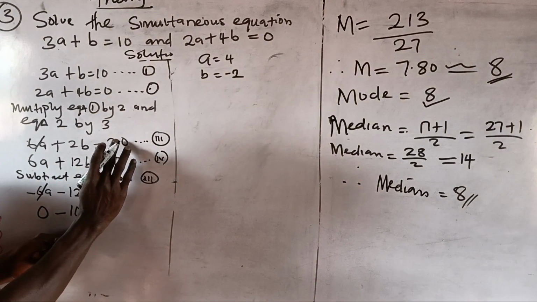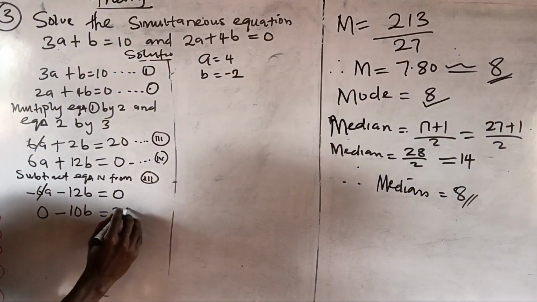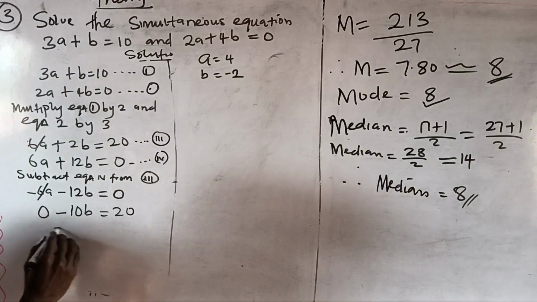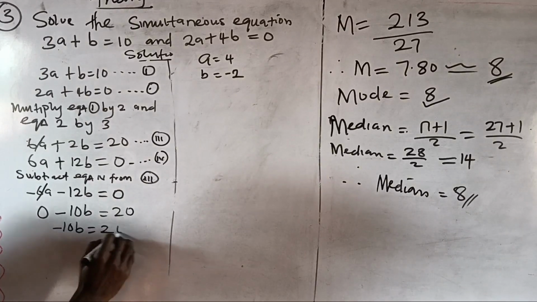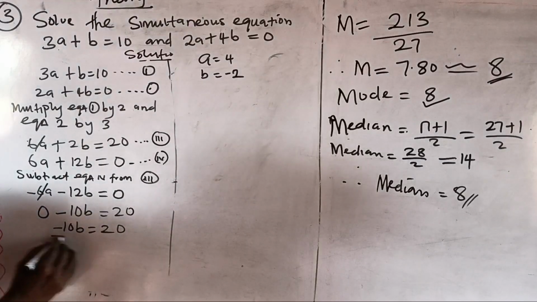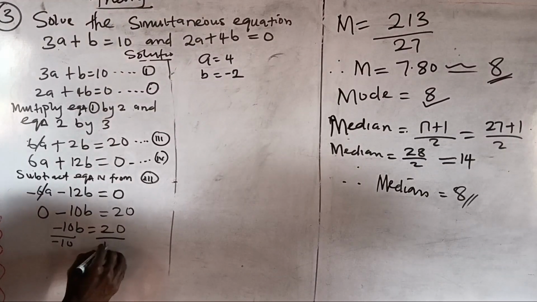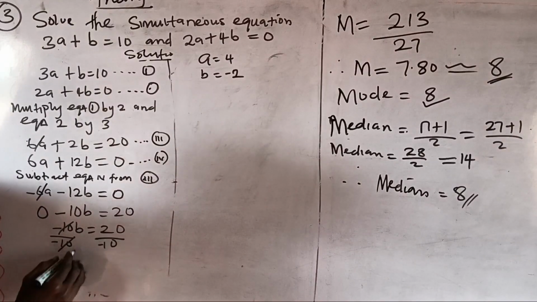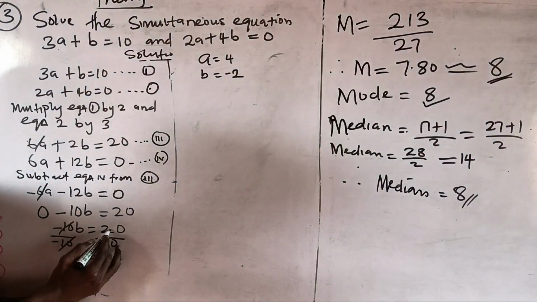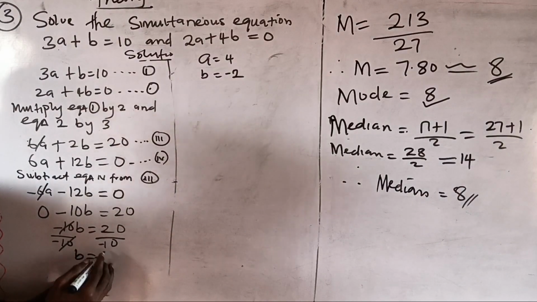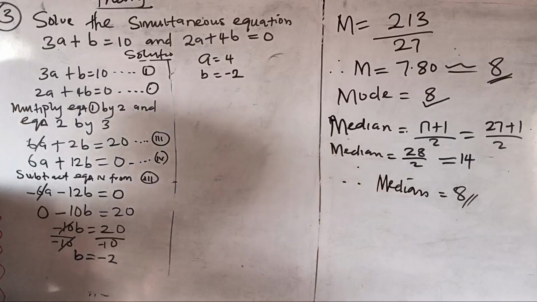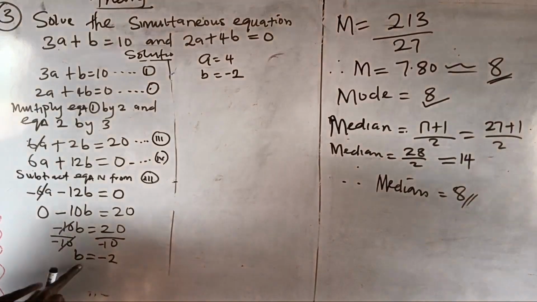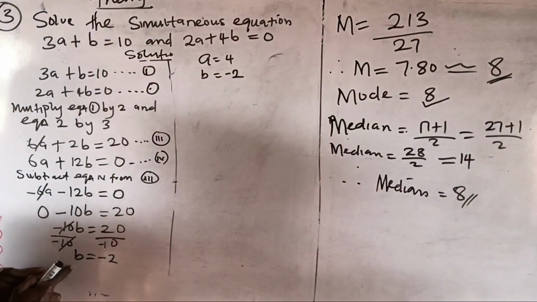When you pay the 2b, you will still be owing minus 10b. So 0 minus 20 will give me minus 20, right? So what do I have here? 0 minus 10b will still be minus 10b equals to 20. So for this b to stay alone, I'm going to divide all through by minus 10. So minus 10 cancels minus 10, right? So we are left with b equals to 20 divided by minus 10 will give me minus 2. That is what I got when using substitution method, right? So this is minus 2. That is what I got in b.